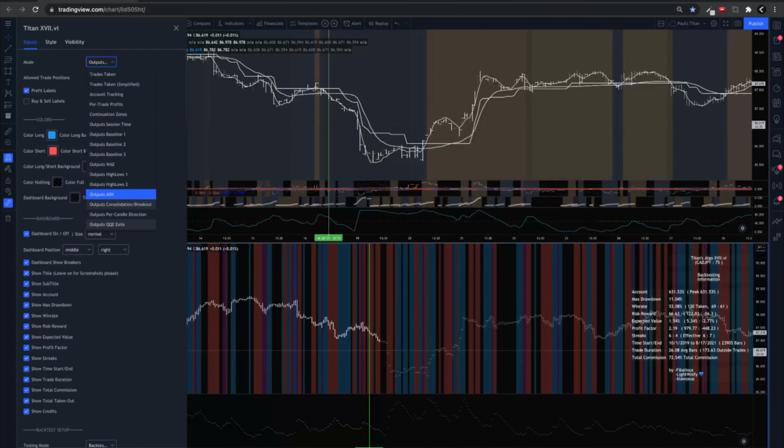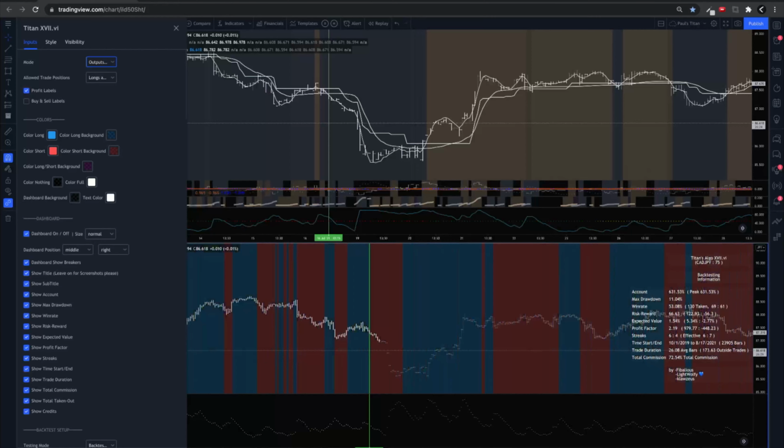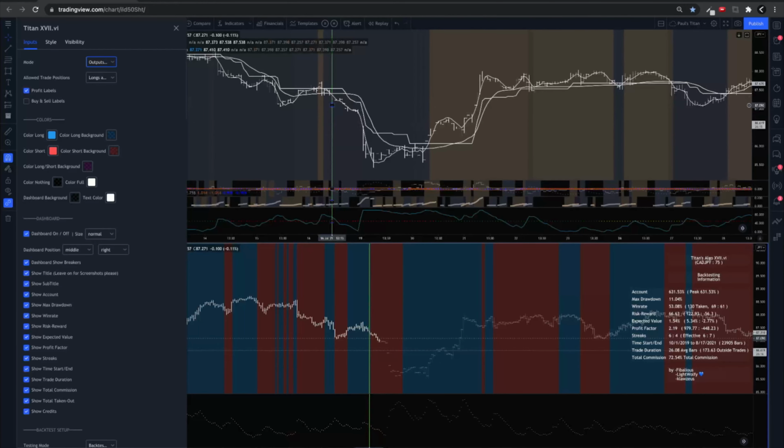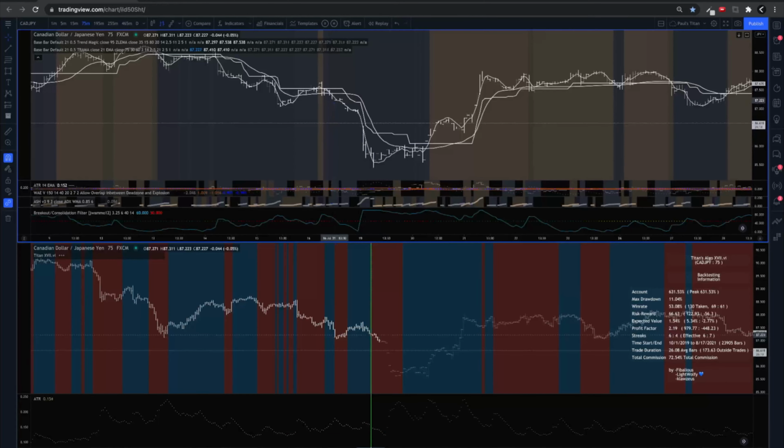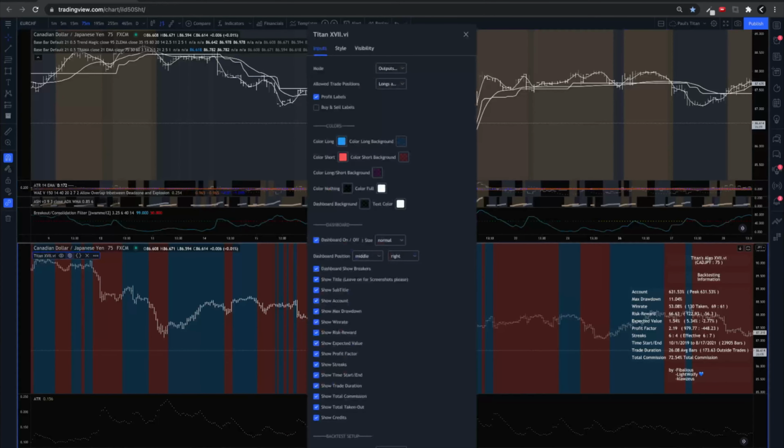Oh, there's no output for QQE on here. This will be just outputting the exits, I believe. Nope, so that's what it is. So the very next bar is actually where the entry should be. So then in that case, let's go find out why it didn't take a trade now.